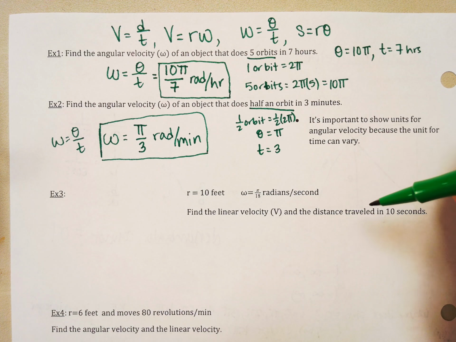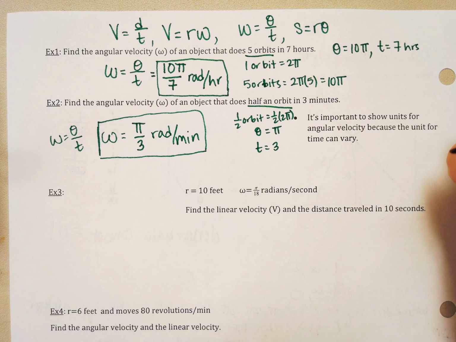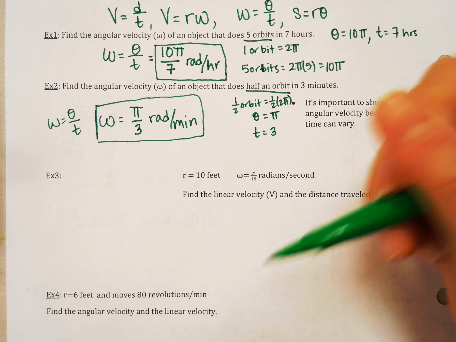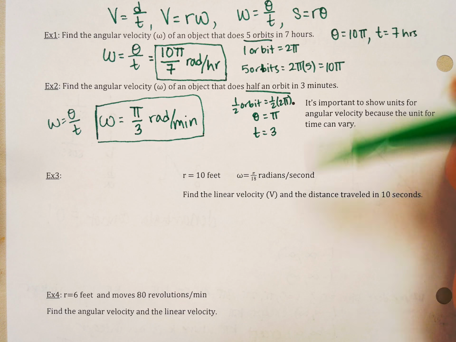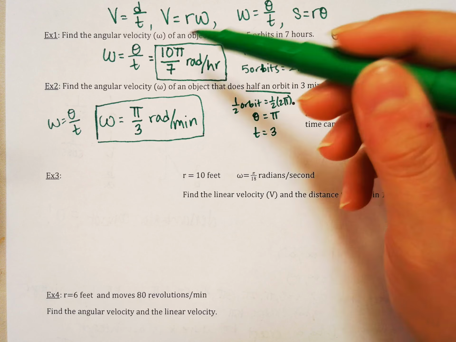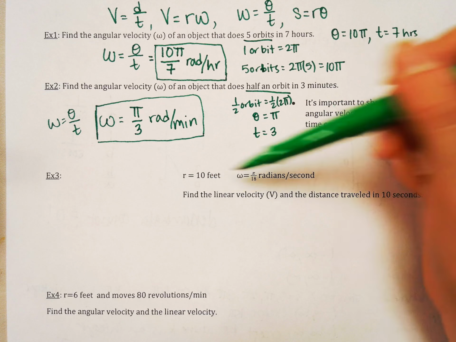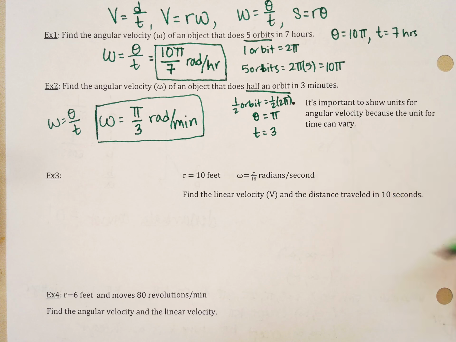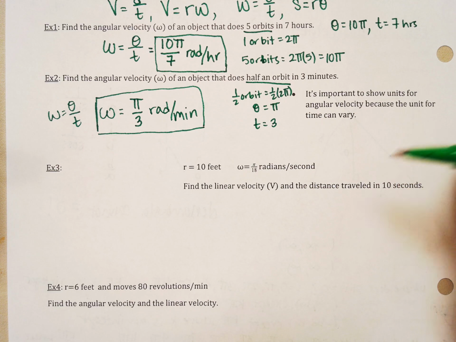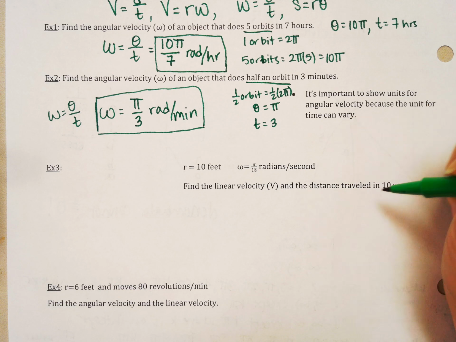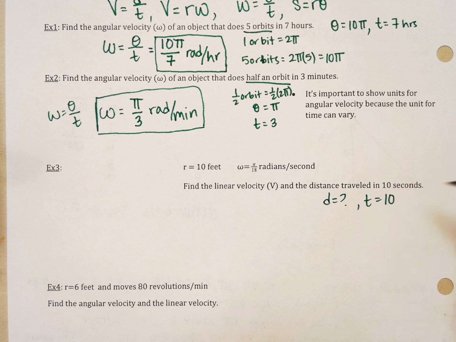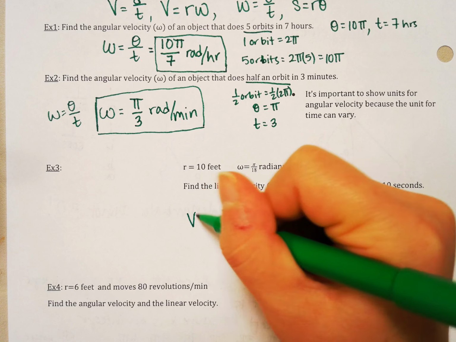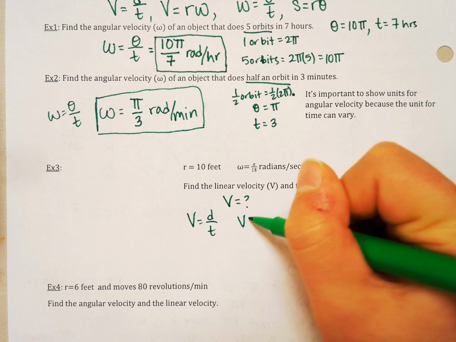This next one's a little bit different because we're not given all the information that we need to find everything, but we can use a manipulation of a couple of different formulas. I always like to write down the information that I'm given and then see what it matches up to in these formulas to see which ones I should use. So right now I have the radius, and I have my angular velocity in radians per second. We're going to find the linear velocity and the distance traveled in 10 seconds. So my distance is unknown, my t is 10, and my linear velocity is also unknown. So I have two formulas for linear velocity.